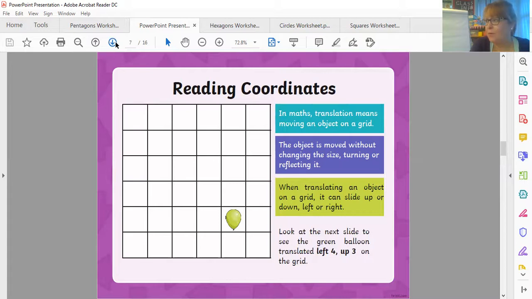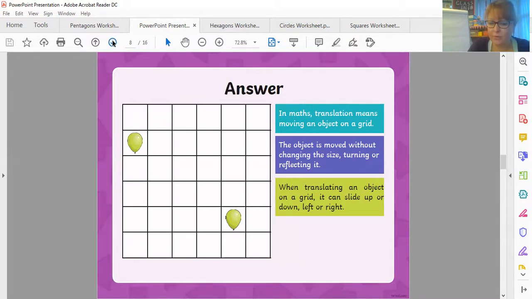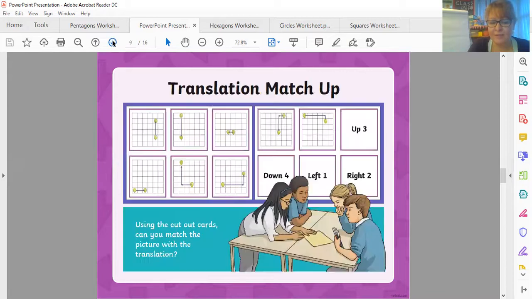Right, so this one, moving it on a little bit more, getting a little bit more challenging. We're going left and then up, but it's in exactly the same way. All right, so we take our balloon and we go left 4, 1, 2, 3, 4, and then up 3. Where did you get to? 1, 2, 3. Have you got your finger there? Did you have your finger where I counted to? Well done if you did.